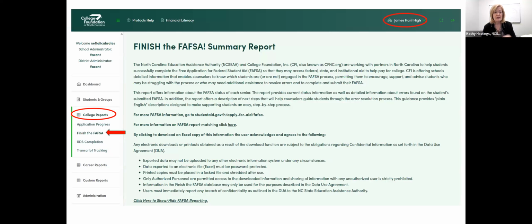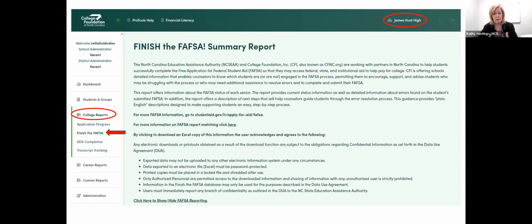Once you have access, if you sign into Pro Tools, you'll know that a bunch of the reports on your left are accordion style. So if you click on college reports, it'll pop open. You'll see Finish the FAFSA is one of the reports you can see. In the upper right-hand corner, you'll see your school. If you support more than one school, that will be a short drop-down of the schools that you support, so you can select the school that you want to look at. On this summary page, we're reminding you that this is protected information. We do have a signed data use agreement with your school district or your organization.